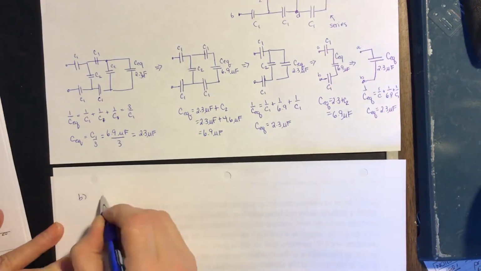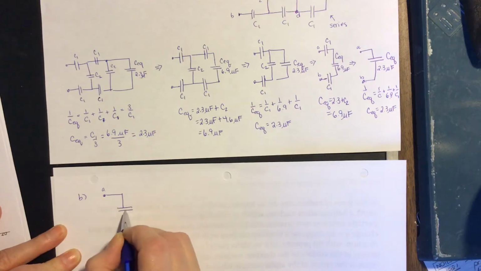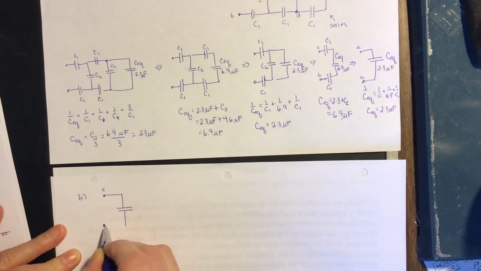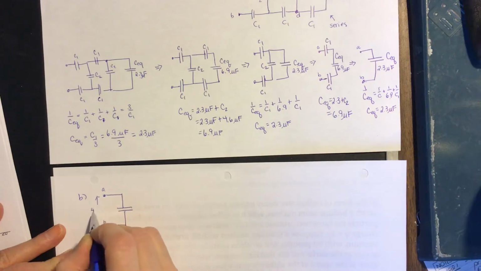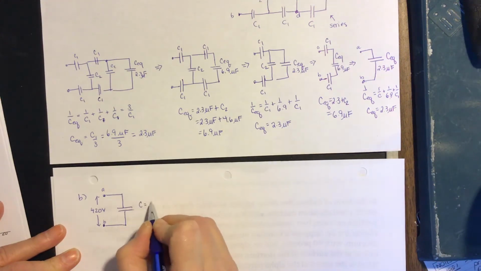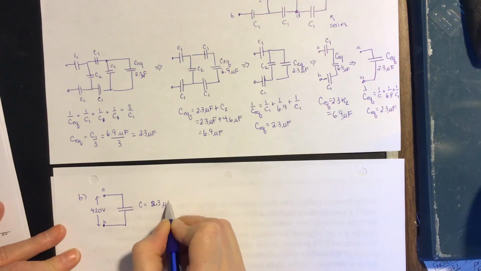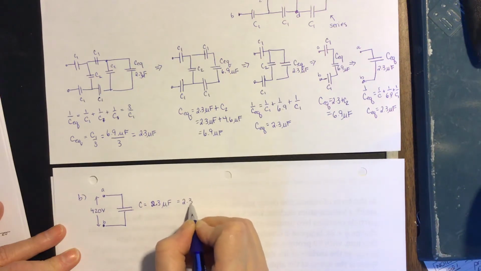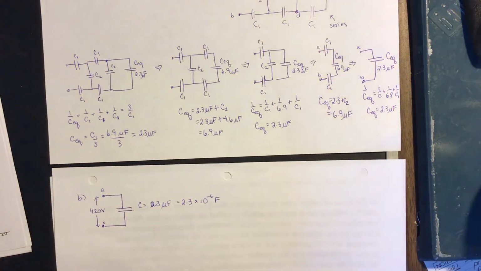So there's point A. Here's the final equivalent capacitance. Point B. The potential between these two points is 420 volts. The capacitance we found right here is equal to 2.3 microfarads. So what we can do is figure out what's the charge on this.